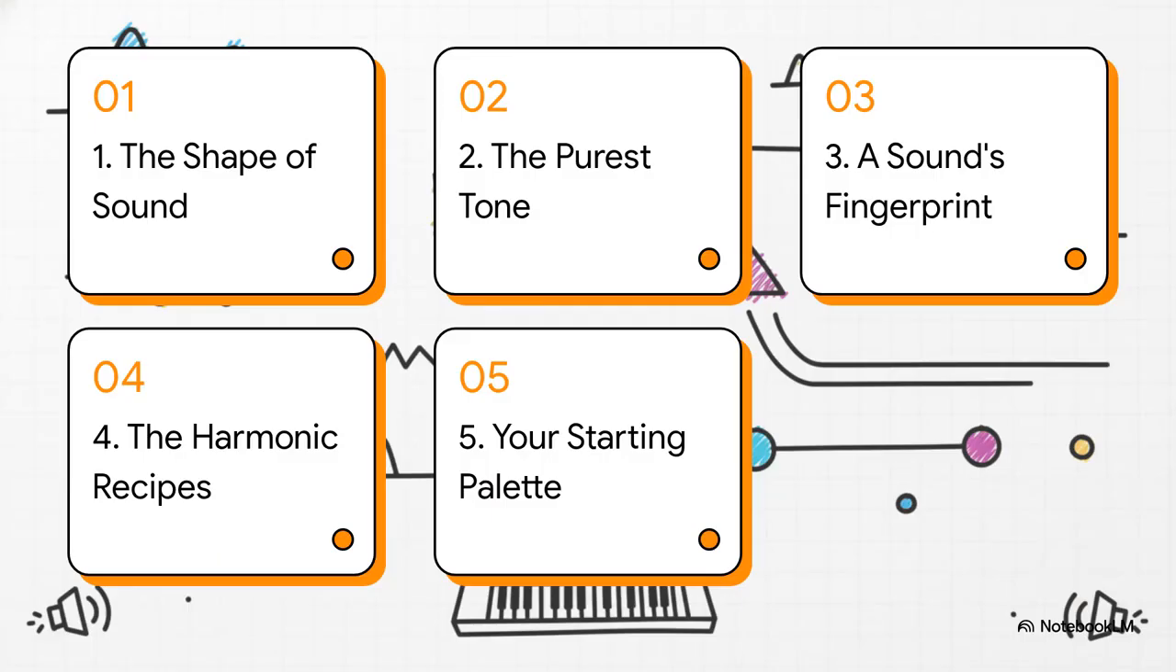Okay, so here's how we're going to break it down. First, we'll look at the shape of sound itself. Then we're going to meet the purest tone, which is, no joke, the key to everything else. From there, we'll uncover a sound's unique fingerprint, which lets us put together the classic harmonic recipes, and finally, build our starting palette for making awesome sounds.